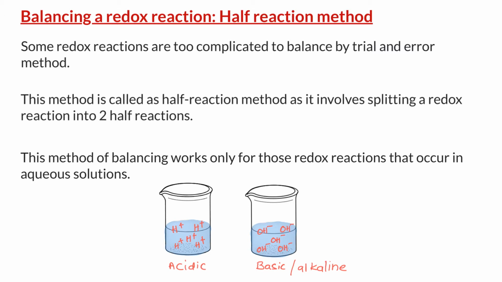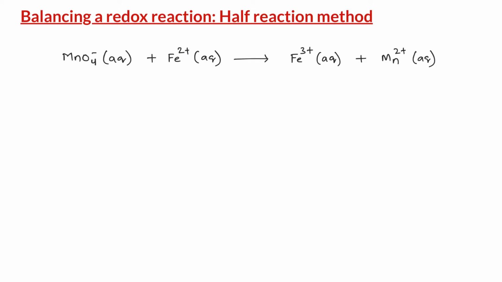First, let us learn to balance a redox reaction in acidic medium. That is, the reaction is occurring in an acidic solution with excess of H+ ions. Let us say we need to balance the following equation. MnO4- in aqueous solution reacts with Fe2+ to form Fe3+ and Mn2+. And let us also assume that this reaction is occurring in acidic medium.